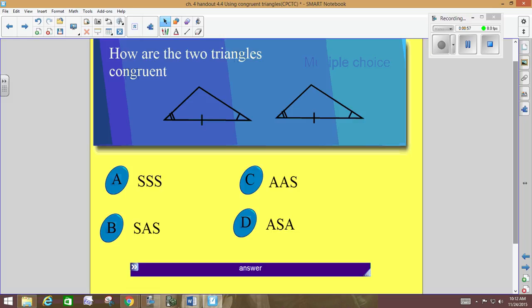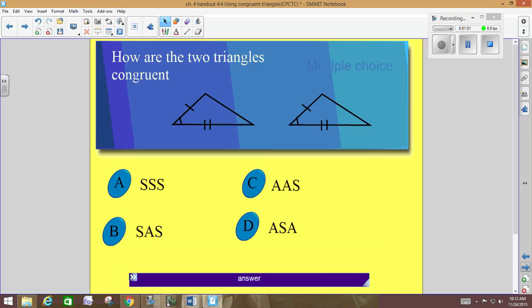That's angle, side, angle. The side is between the two angles. Same thing. Are these two triangles congruent by A, side, side, side, B, side, angle, side, C, angle, angle, side, or D, angle, side, angle? This is a B. Good job.